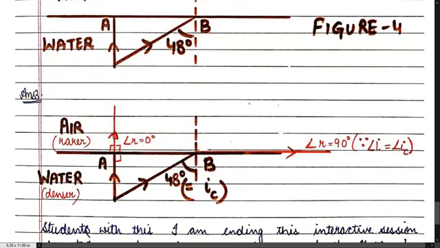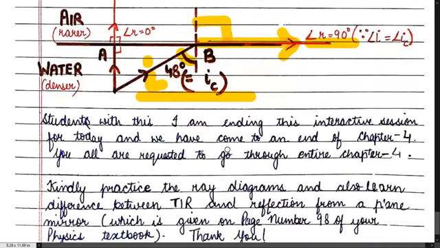While for ray B, what happens to the ray incident at point B? The ray is making an angle of 48 degrees as given in the question, and this angle of incidence, that is 48 degrees, is equal to the given critical angle. So if the angle of incidence is equal to the critical angle, the refracted ray comes along the boundary of water and air, and the angle of refraction is 90 degrees.